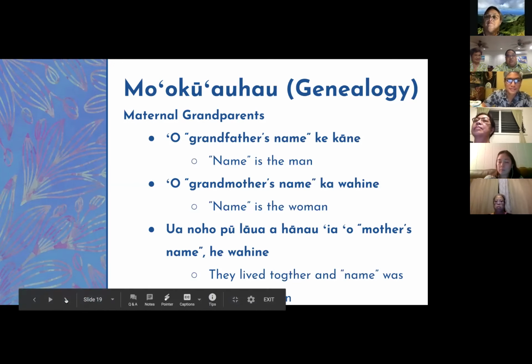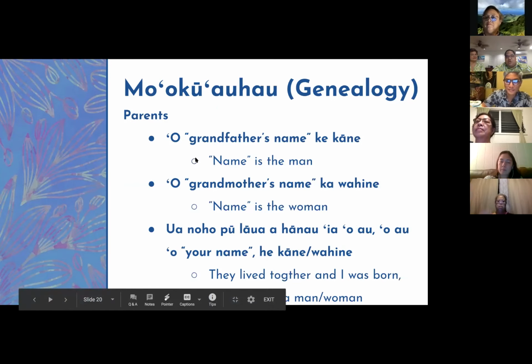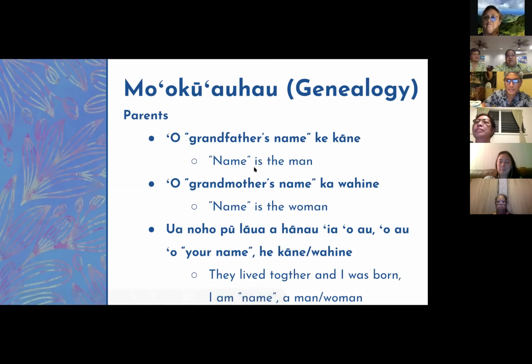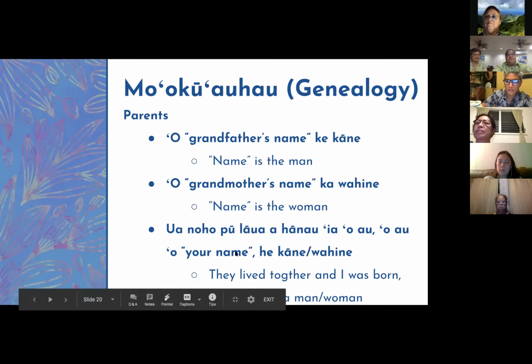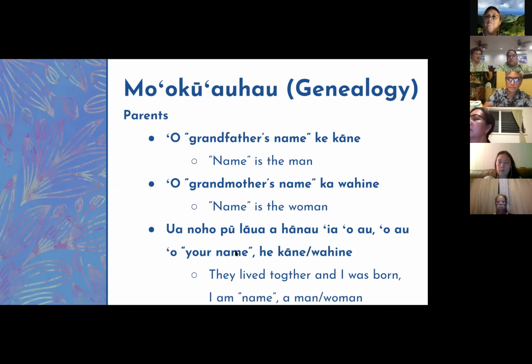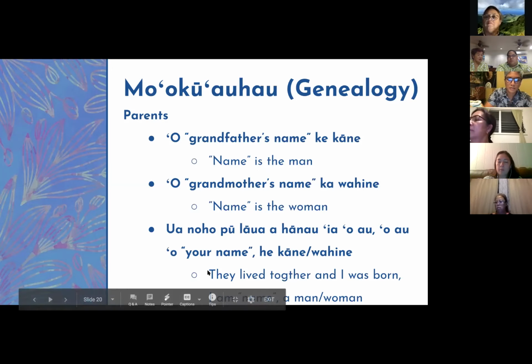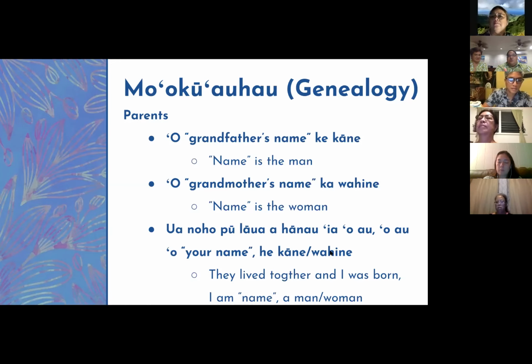Whatever. Okay, and our last one is our immediate family, our parents. Kalamai, I didn't change the name, but it's supposed to be o father's name ke kane, o mother's name kawahine, ua noho pū lawa ahanau ia au, which means that they lived together and I was born, o wau o your name. Okay, you want to try? O Gilbert ke kane, o Carrie kawahine, ua noho pū lawa ahanau ia o Kapi he wahine. Good. Mine would be o Samuel ke kane, o Kapi kawahine, ua noho pū lawa ahanau ia o au o Jona Kanuola Solitorio he kane.